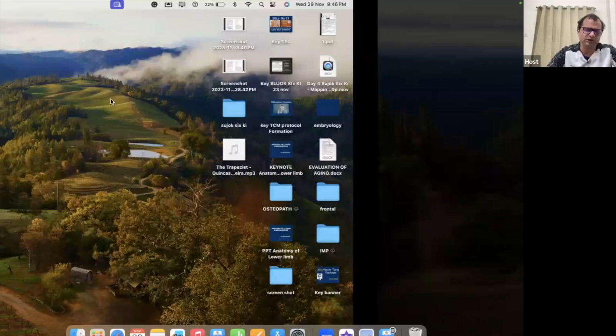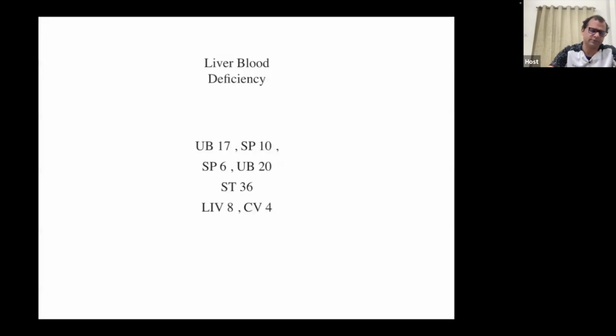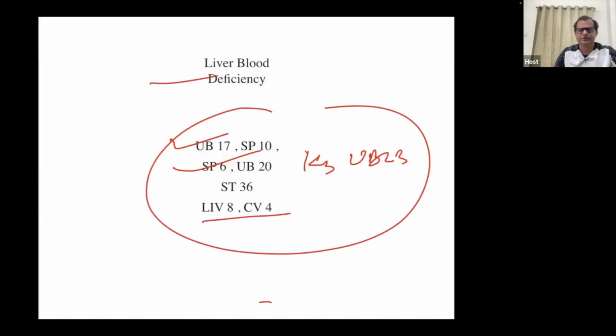As soon as we do this treatment to the patient suffering with liver blood deficiency, this is the treatment protocol. Oh, we have not added the kidney point here. UB17, spleen 10, spleen 6, 20, kidney 3, UB23. Then this is the point protocol. With the help of this, we can treat liver blood deficiency.